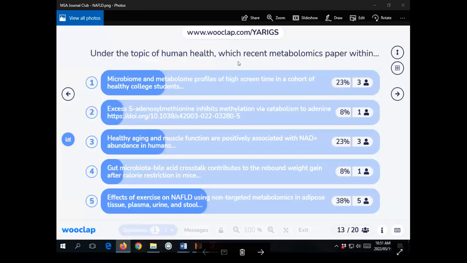And the topic today we chose was based upon a voting we did. A while ago, I uploaded this onto the communications group and on the forum as a topic of human health, and 5 people out of 20 voted for this one paper on non-alcoholic fatty liver disease. So that is the focus of this journal club: the effects of exercise on non-alcoholic fatty liver disease and non-targeted metabolomics.